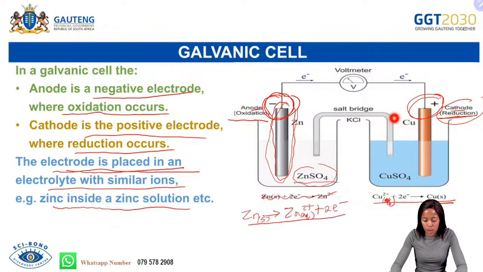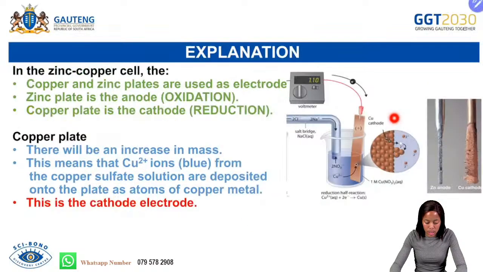So if Zn is your anode, it therefore means, what did we do? It's ABC. So it therefore means that the Zn was at the top, and the copper was at the bottom. That is why the copper is acting as your cathode there.